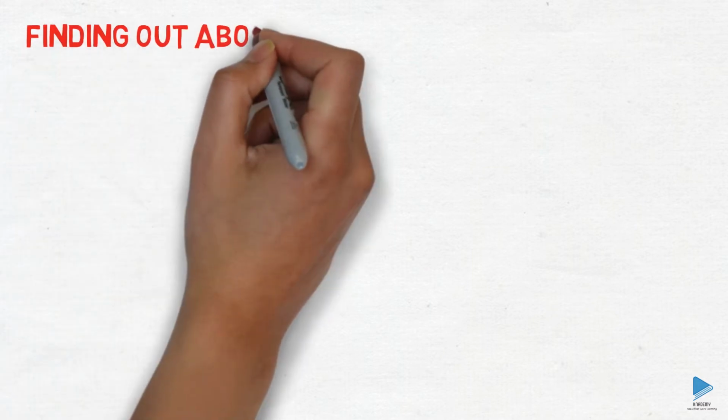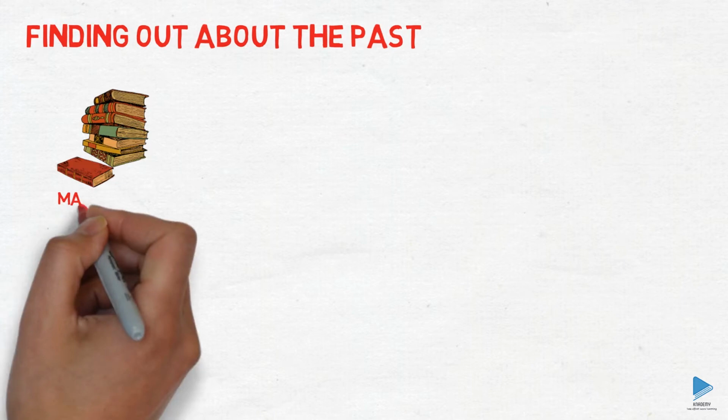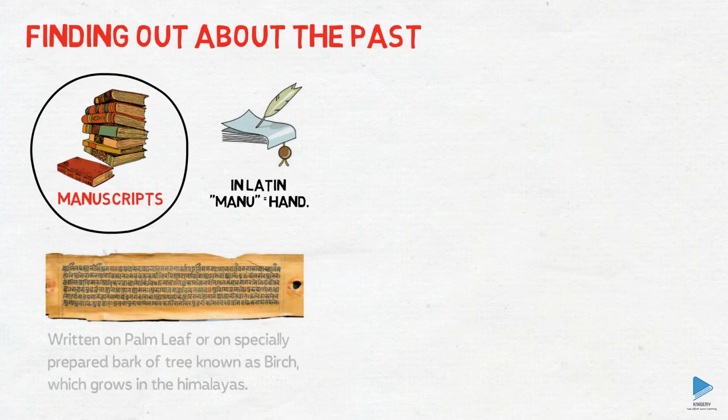There are several ways of finding out about the past. One is to search and read books that were written long ago. These are called manuscripts and were written by hand. These were written on palm leaf or specially prepared bark of a tree known as birch.